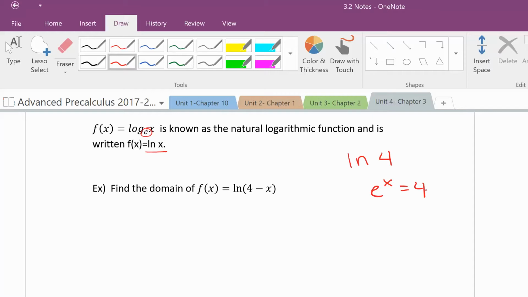Finding the domain is the same as any other logarithmic function. I would take 4 minus x and make it greater than 0. And then I'd subtract. And then divide by the negative means you flip the sign so that you get x is less than 4. So it's from negative infinity to 4.